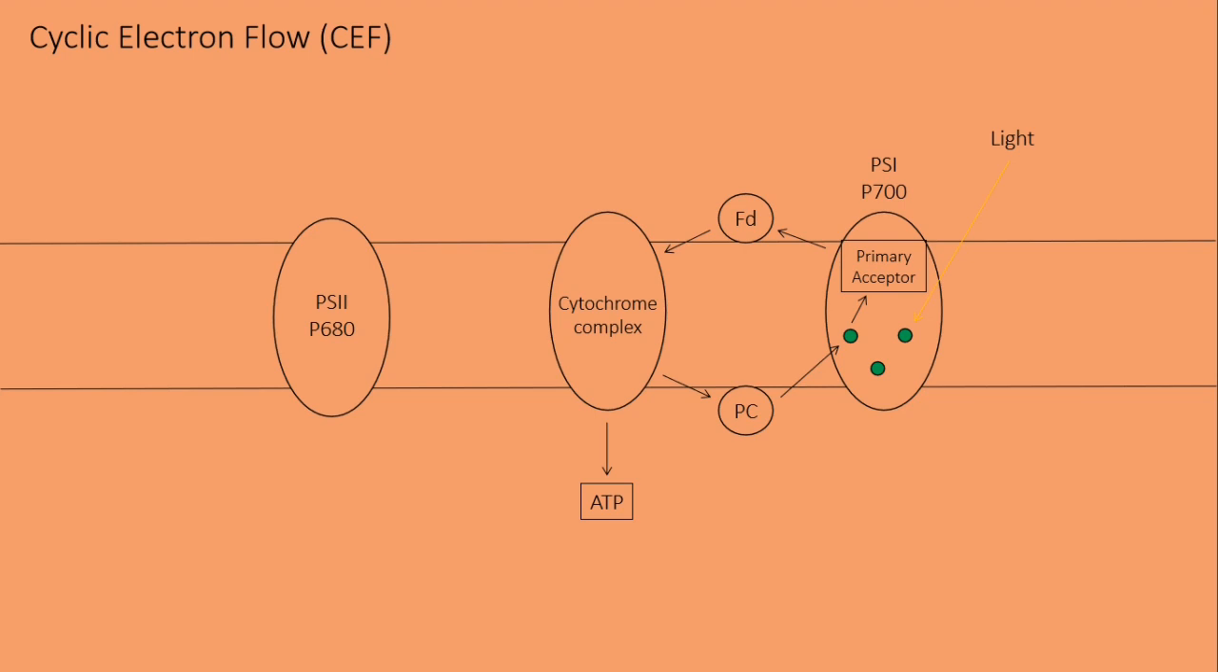So, that is the light reaction in photosynthesis. And we can say that its products are oxygen, NADPH, and ATP. And the reactants are water, NADP+, and ADP plus phosphate.